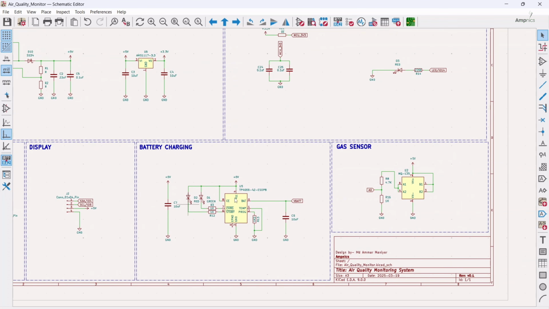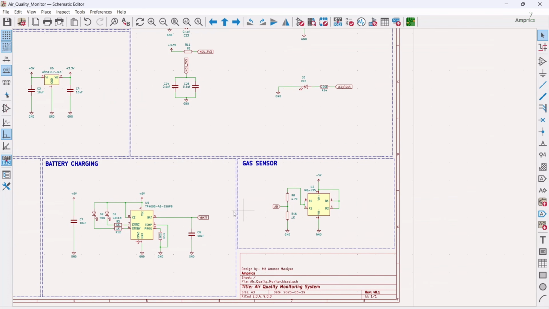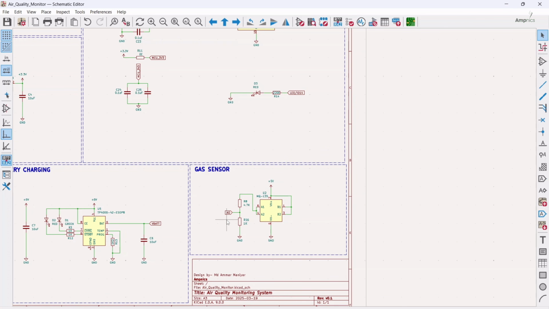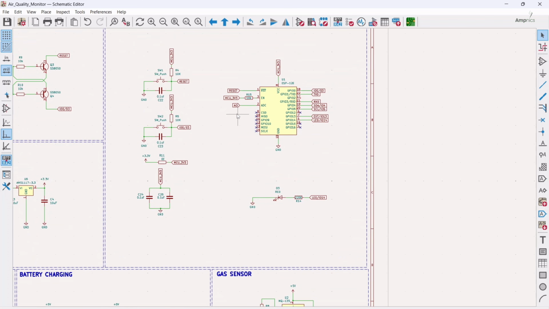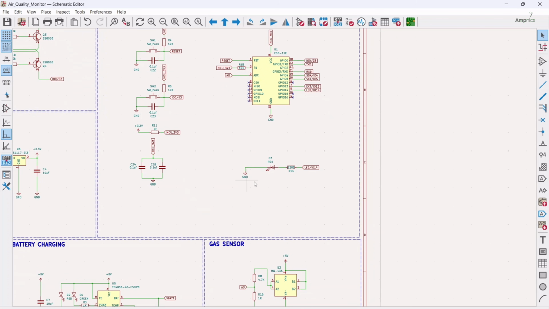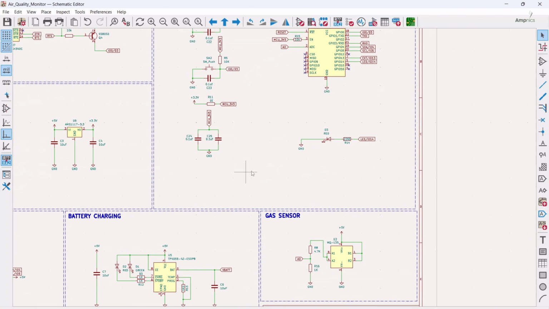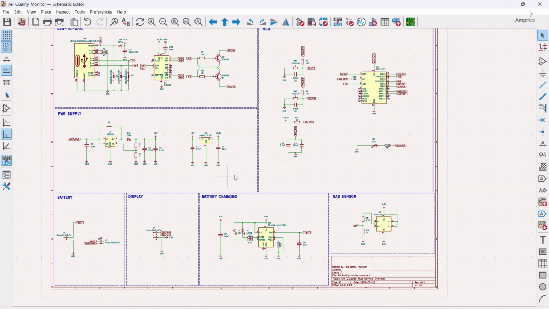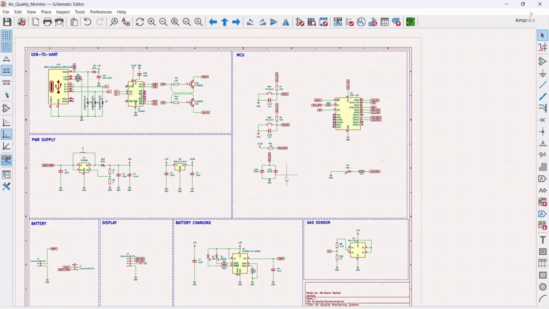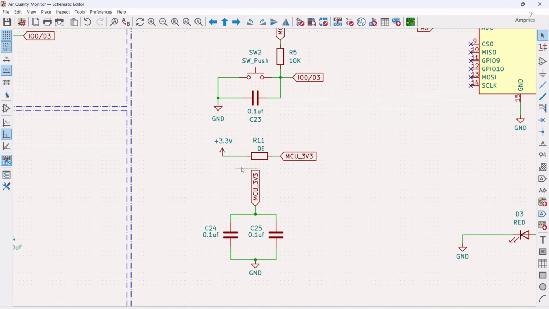Okay. Then we have the battery charging section with TP4056, and we have the gas sensor here. This gas sensor is providing us an analog value which is connected with the analog pin of our microcontroller. We have here an LED which is for future use, and you can utilize it for debugging also. It is up to you. Then we have some passive components also such as capacitors. And there's one more thing which I want to show you here.